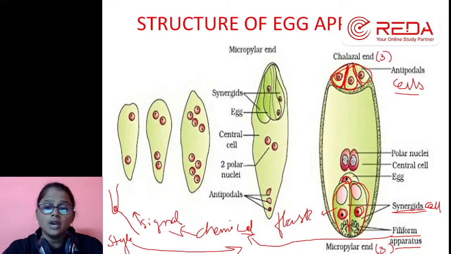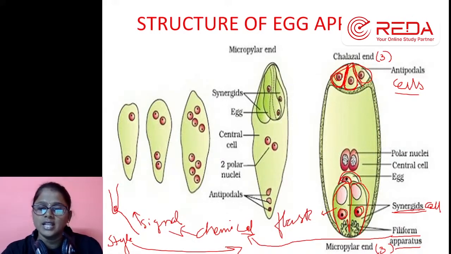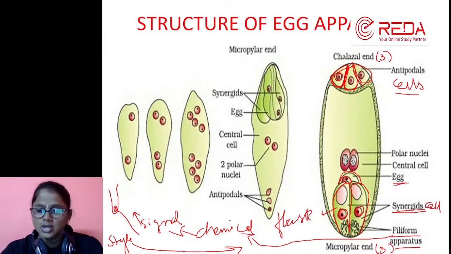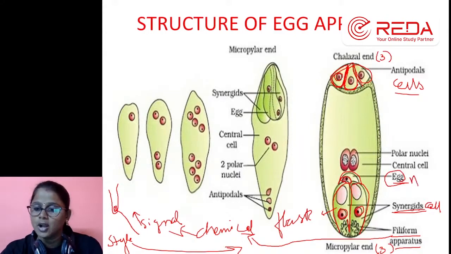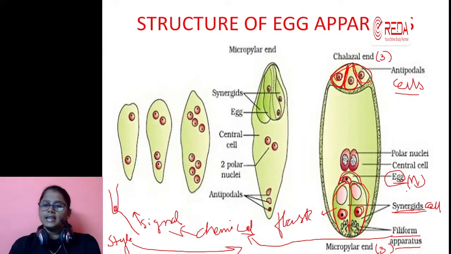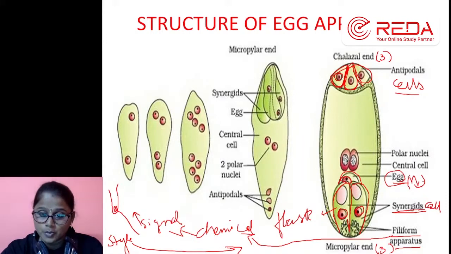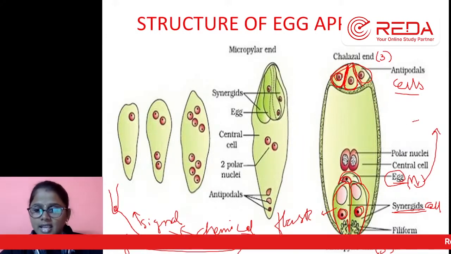So synergids are very important. And the one which is present at the top of the synergid is called the egg. So this egg is haploid in nature, and it is the one that is going to fuse with the male gamete and produce the zygote.